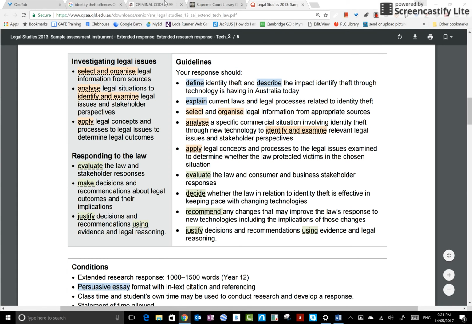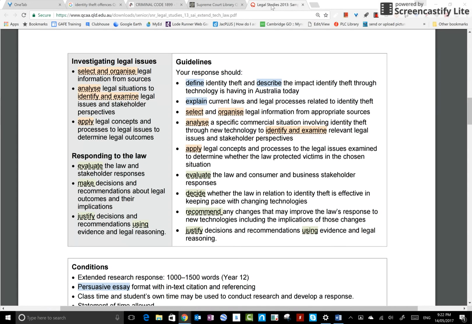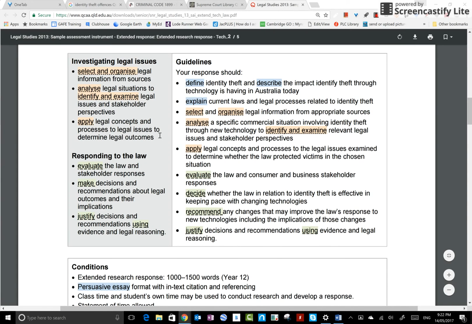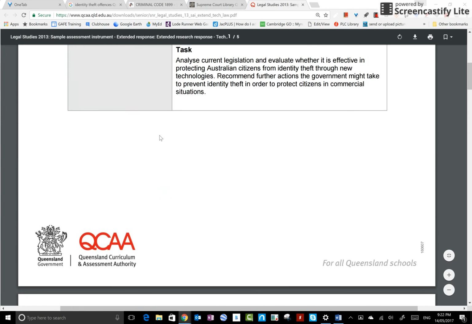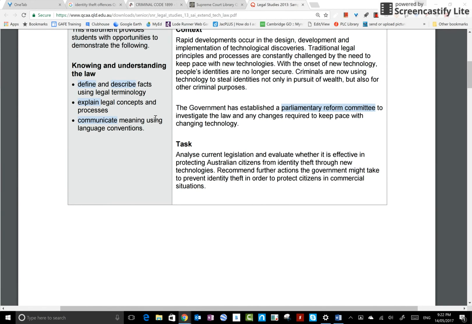So finding references or quotes, in-text referencing to support all of that information. So again, making sure that you are pulling parts out of the legislation, using those keywords throughout your assignment so it actually sounds like a learned piece of writing, or in this case, in the multimodal, a learned piece of speaking.